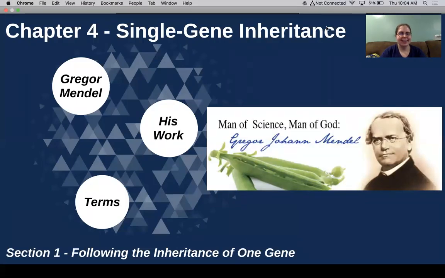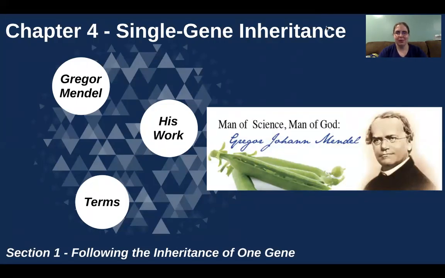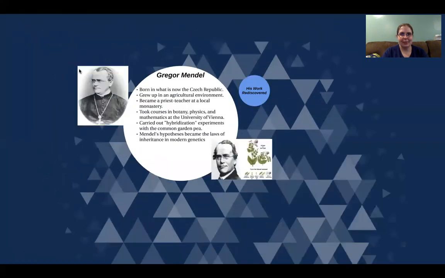Hey guys, today we are moving on to chapter 4, which is all about single gene inheritance. This is section 1, following the inheritance of one gene. So pretty much what we're going to do is introduce the history of genetics and then start talking about some of the important terms you'll need to know pretty much from here on out. All right, so let's get going then, shall we?